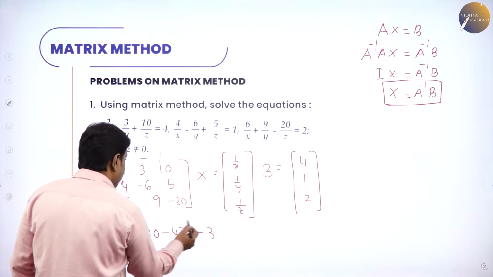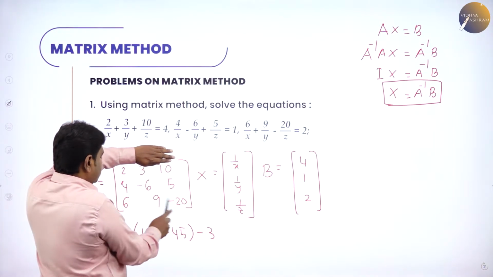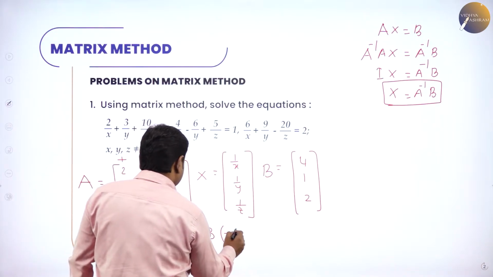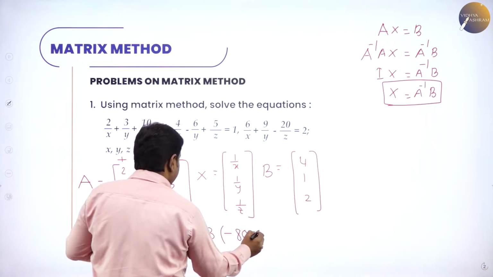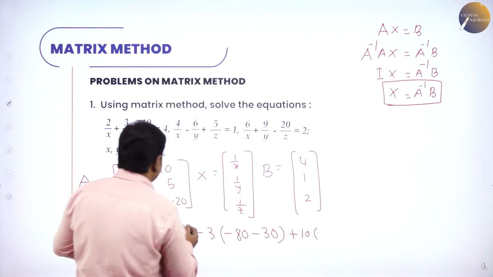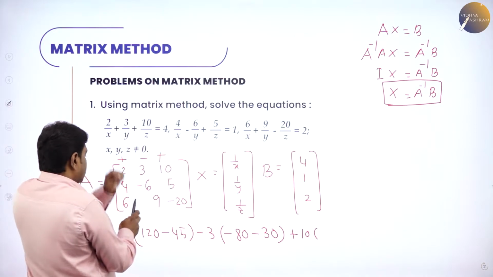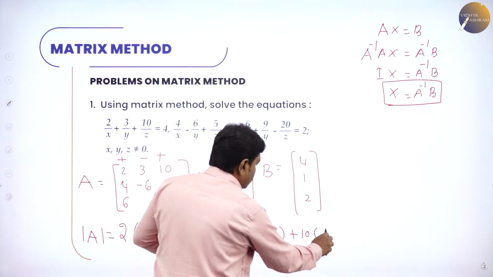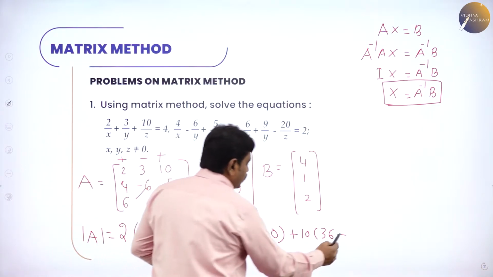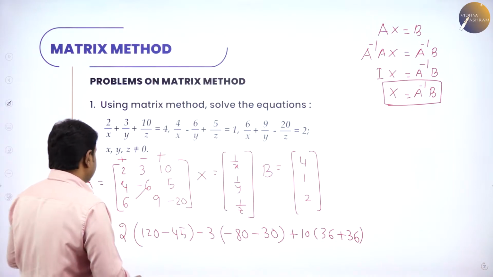Then minus 3 into, delete the column and row where minus 3 is there. We have 4, 5, 6, minus 20. So 4 into 20 is minus 80, minus 6 5s are 30. Then plus 10 into, delete the column where 10 is and delete the row where 10 is. So delete first row and last column. We'll get 9 4s are 36. Minus in the formula again 6 into minus 6. 6 into minus 6 is what? Minus 36. Minus of minus becomes plus. Now simplify this.